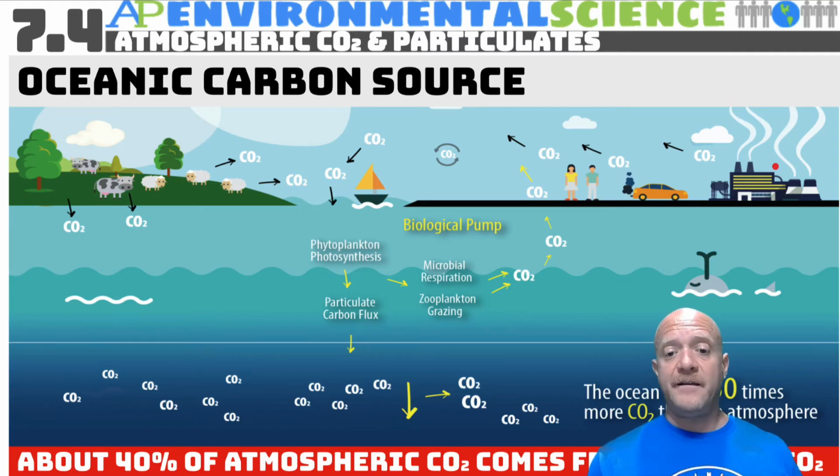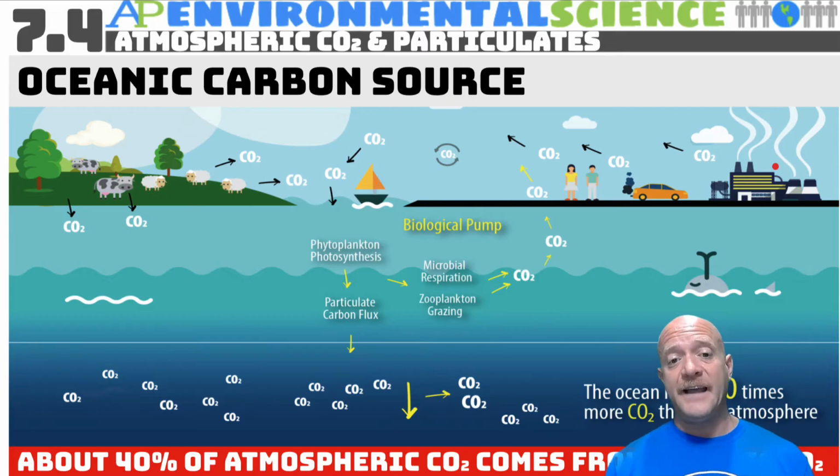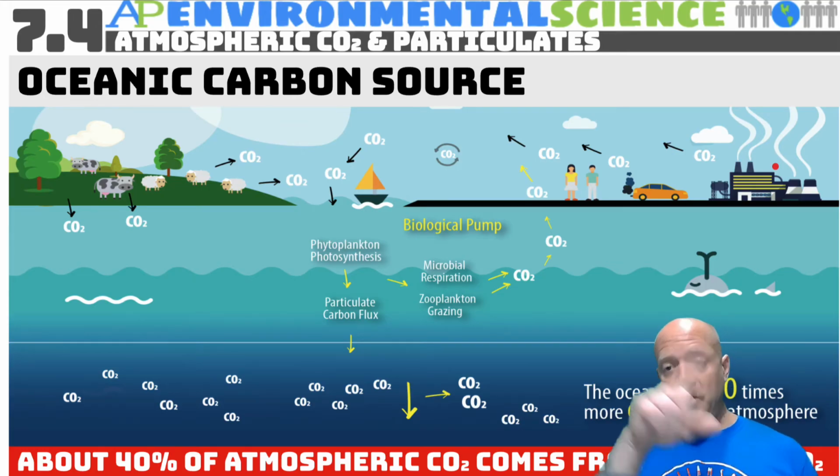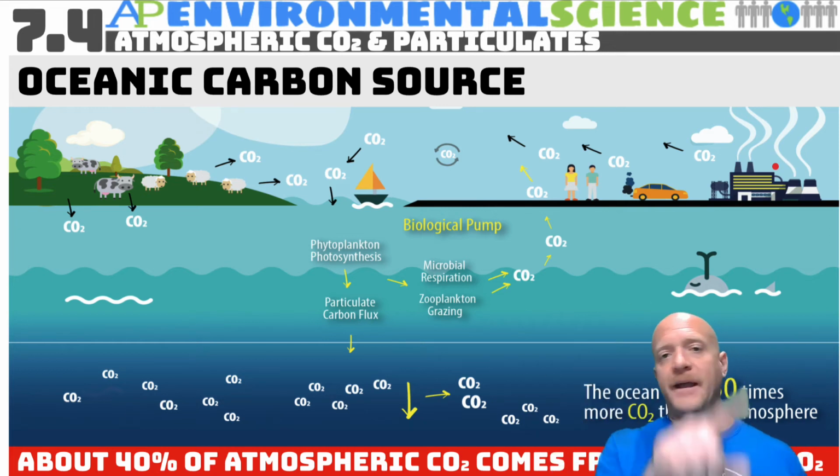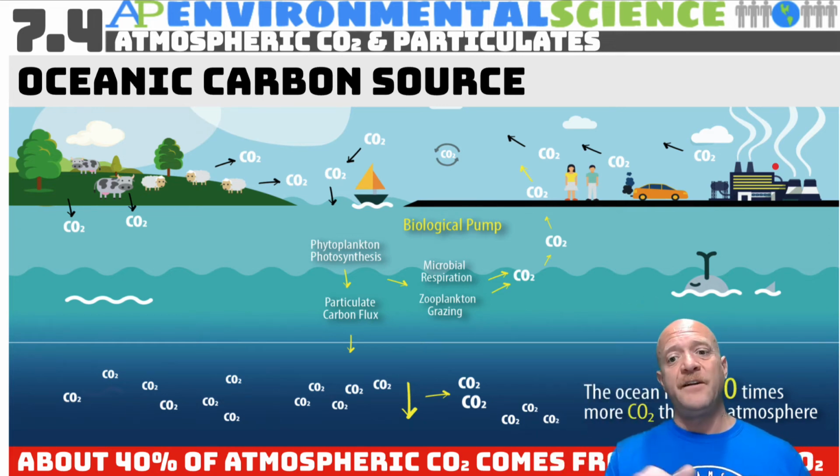The oceans account for about 40% of the atmospheric carbon dioxide. Remember that carbon dioxide dissolves in water and forms carbonic acid, or H2CO3. And carbon dioxide is not very soluble in water, so it will easily leave the solution as well. So you have carbon dioxide cycling between the atmosphere and the ocean.